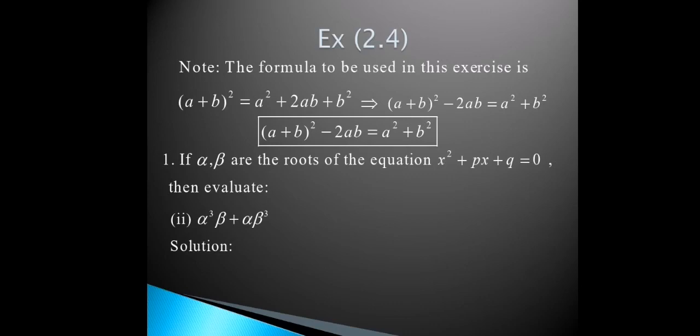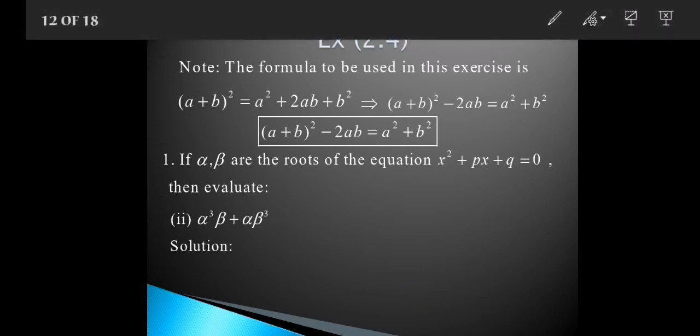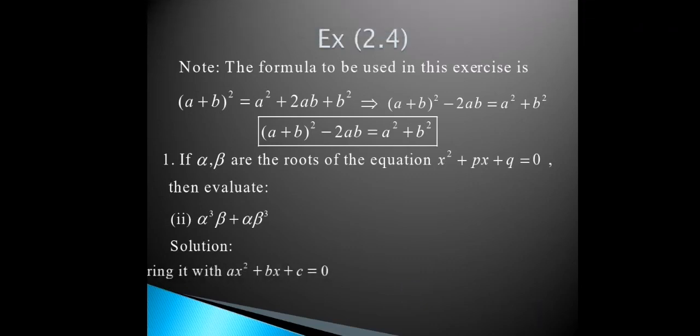Obviously this given function is the symmetric one. If we write alpha beta cube first or if we write alpha cube beta first, it just won't affect the result of the given expression. So let's start solving or evaluating the given expression. The equation given to us is x square plus px plus q is equal to 0.